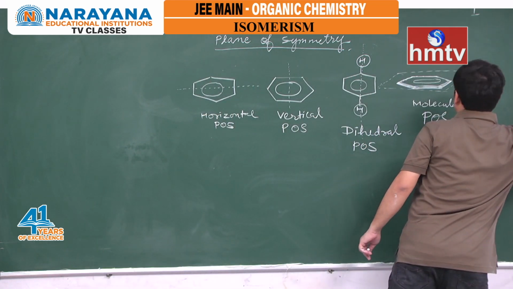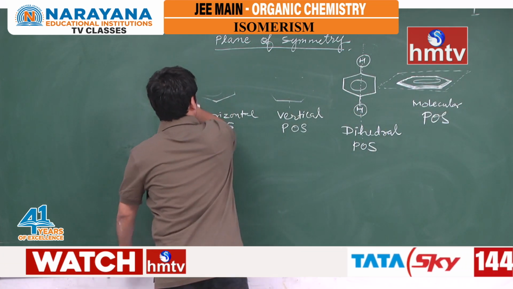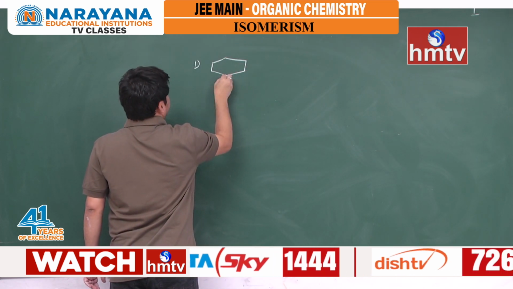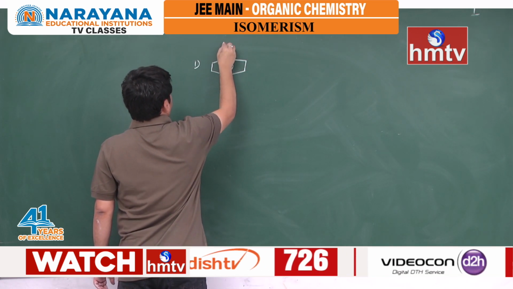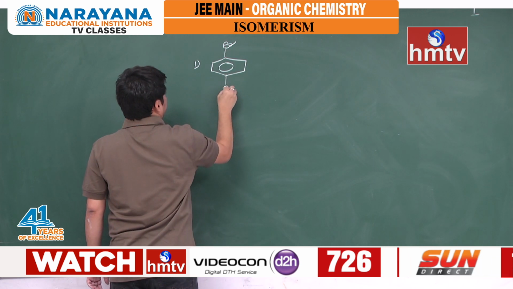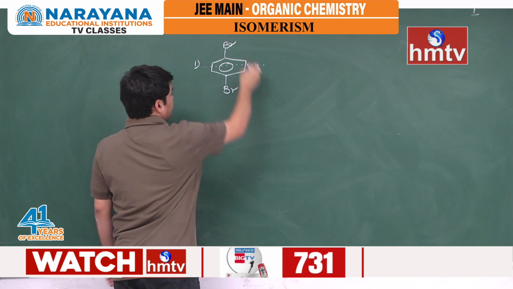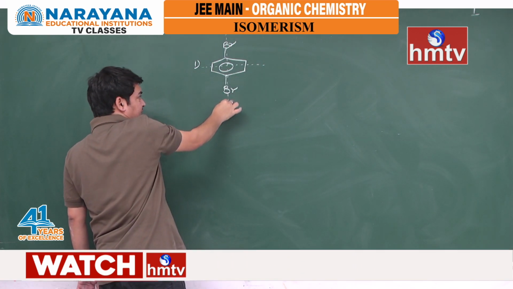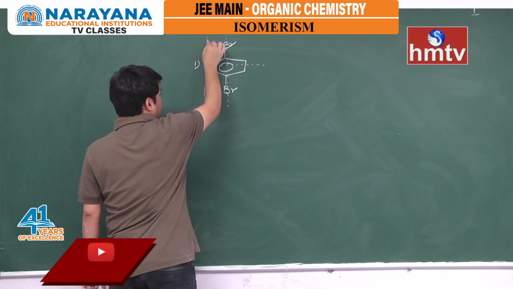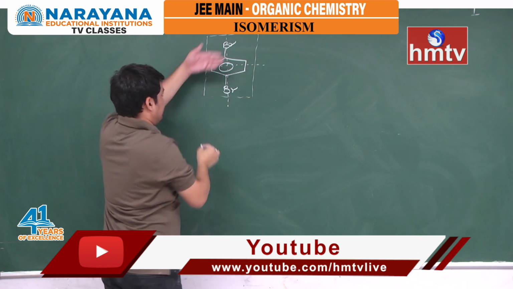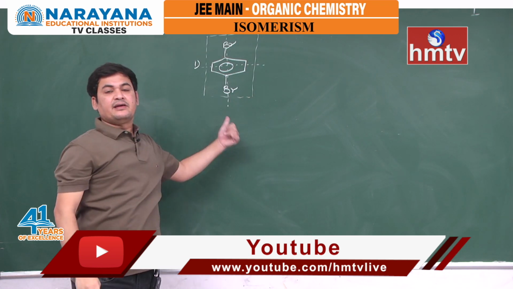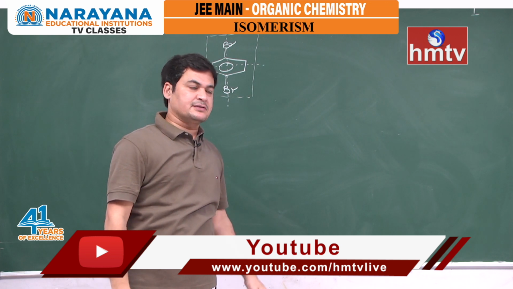Now I am giving a few more examples of plane of symmetry. Suppose I have this benzene with Br and with Br. Here a horizontal plane of symmetry is there, a dihedral plane of symmetry is there, and a molecular plane of symmetry, a slice cut, is there. Here we have three planes of symmetry.